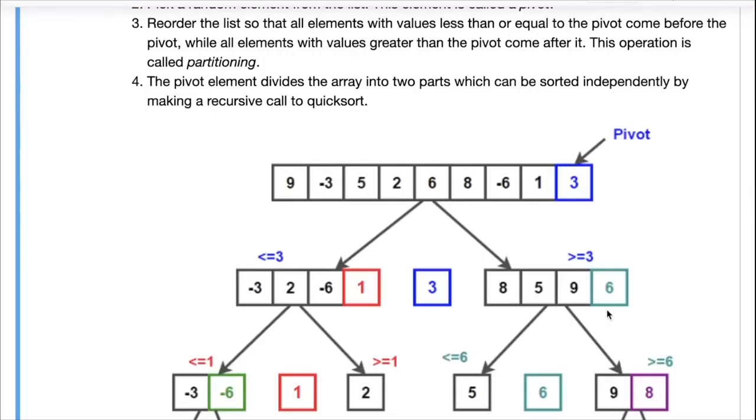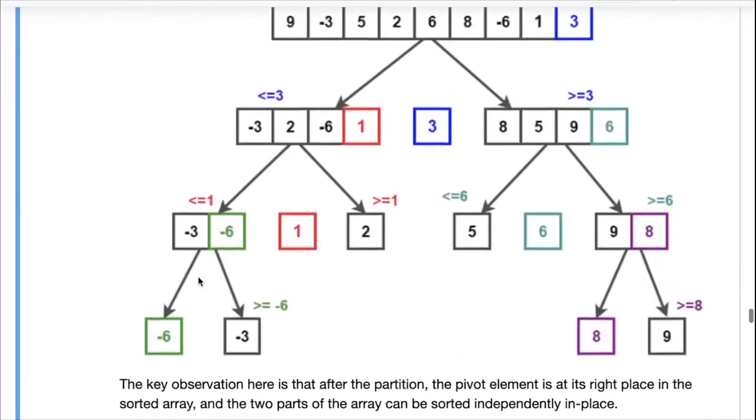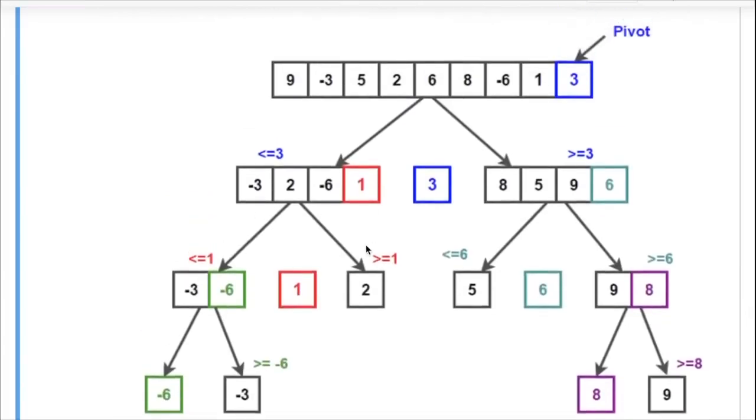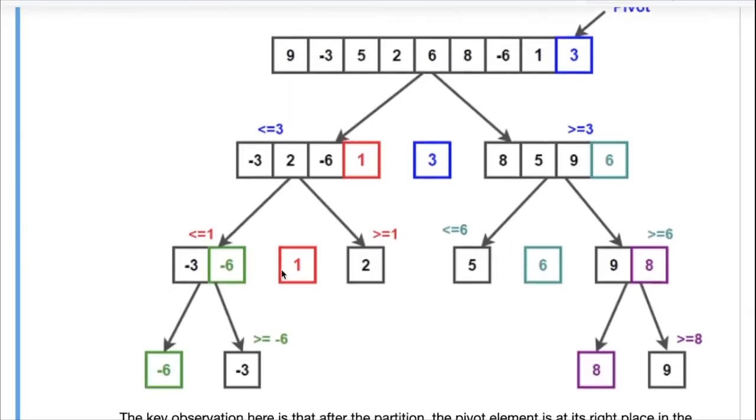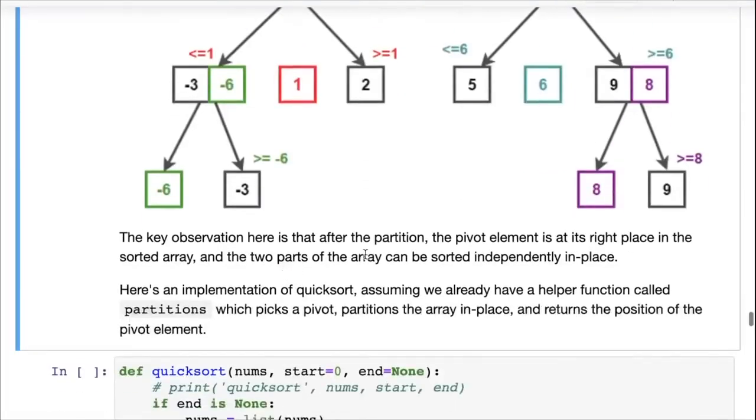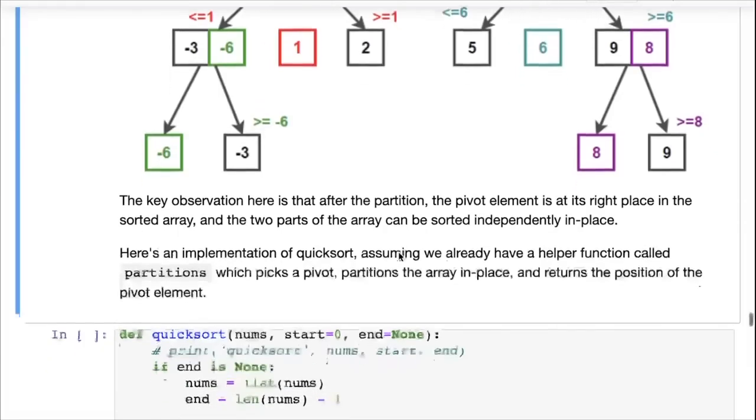And there's no real combination required anymore, right? Because we're doing it all in place, we simply call quicksort on each side of the array. And once this gets sorted and this gets sorted recursively, then you will end up with the entire sorted list. And that's how we continue the process recursively. On the left half, you once again pick a pivot and arrange the elements around the pivot. On the right half, you once again pick a pivot and arrange the elements around the pivot, and so on and so on. As I said, the key observation here is that after the partition, the pivot element is at its right place in the sorted array. The two parts of the array can be sorted independently in place.